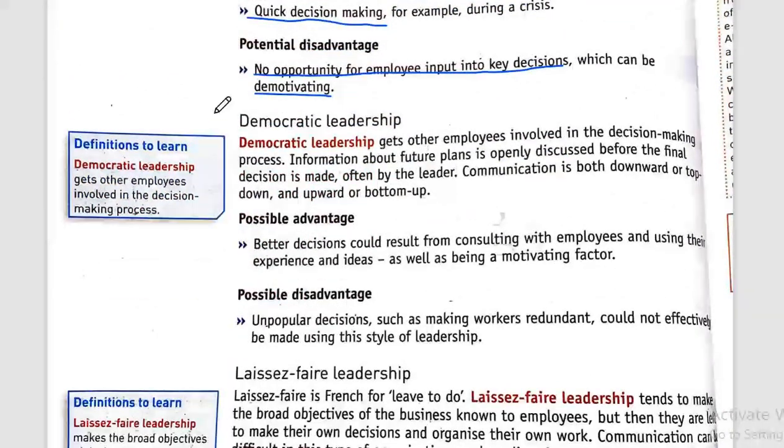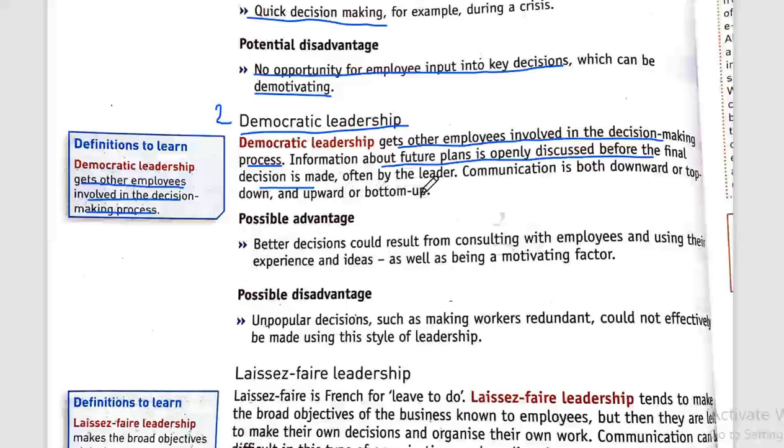And the second style of leadership is democratic leadership. Democratic leadership is the contrary of autocratic, where employees are involved in the decision-making process. So democratic leadership gets the employee involved in the decision-making process. Information about future plans is openly discussed before the final decision is made. It's often led by the leader. Communication goes both downwards, or top-down, and upwards, or bottom-up.